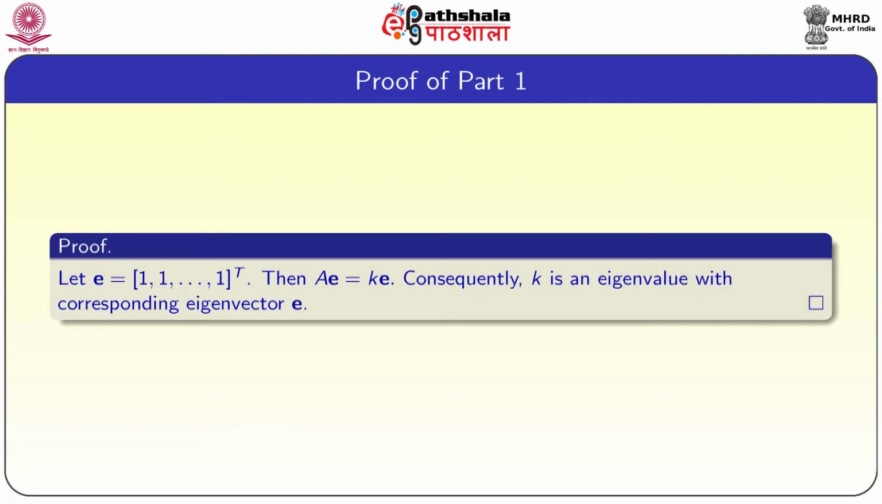Now, we will prove these one by one. Proof of the first part is easy. Let e be the vector 1, 1, ..., 1, the vector with all ones. Then it is easy to see that Ae is equal to ke.